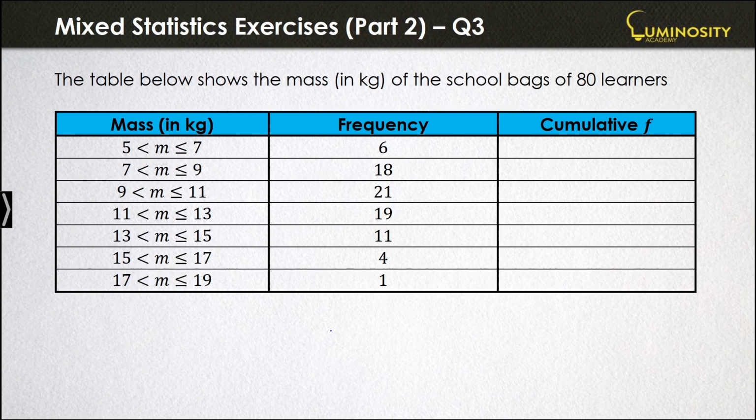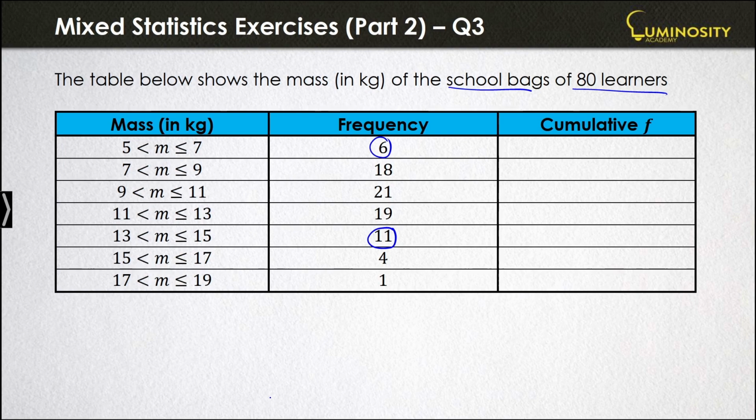The table below shows the mass in kilograms of the school bags of 80 learners. Okay, so you can see the intervals here. The mass being strictly greater than 5 kgs, less than or equal to 7 kgs. There are 6 students in that school out of the 80 that have a school bag that weighs that. Another example you could read off this table: 11 students have bags that weigh strictly greater than 13 kgs, but less than or equal to 15 kgs.